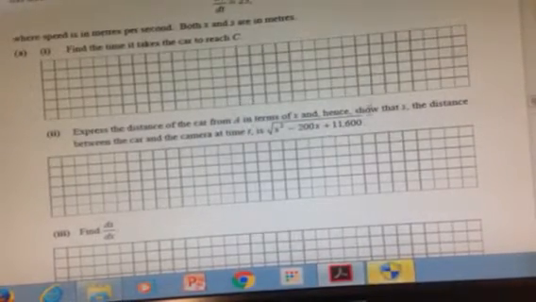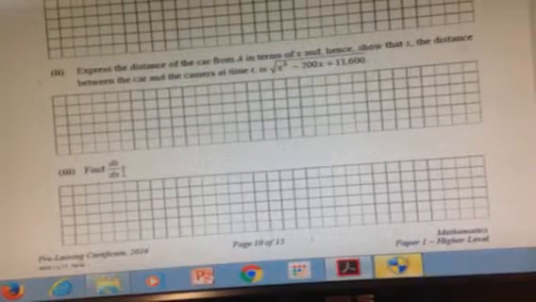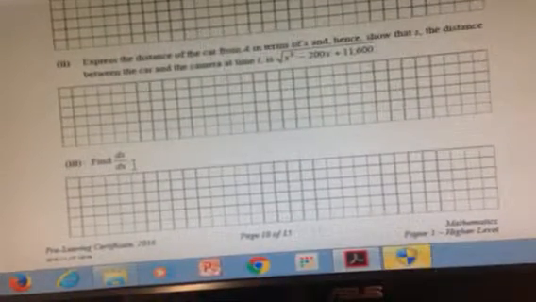Then they want me to express the distance, and I know what I'm looking for, between the car and the camera. Now I certainly think they just want me to differentiate here. So find ds dx, which should be straightforward, me differentiating something hopefully. And then hence find the rate of change. That's definitely some differentiation there as well, with respect to t, when the car is at C.